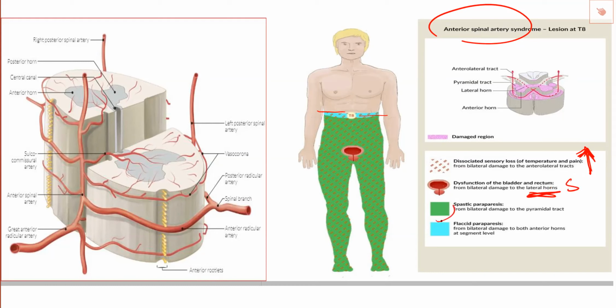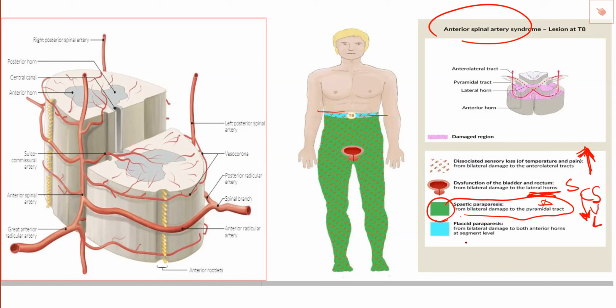Spastic paraplegia, the green one, from bilateral damage to the pyramidal tract. What is the pyramidal tract? These tracts are descending corticospinal tracts, ventral and lateral. Okay, don't forget the previous diagram.